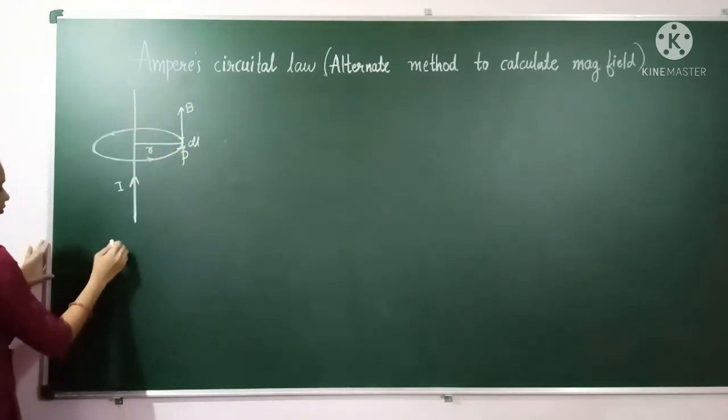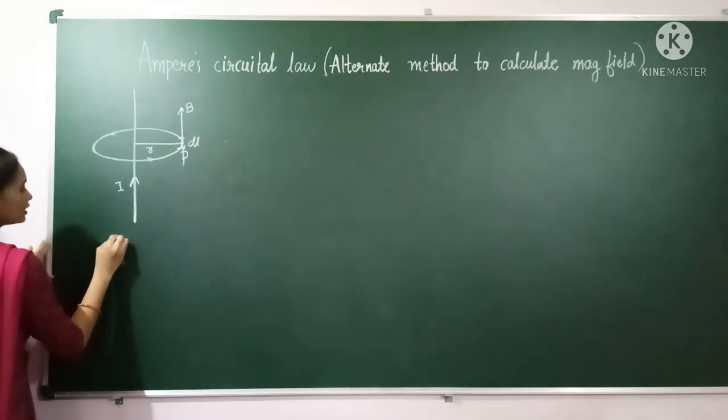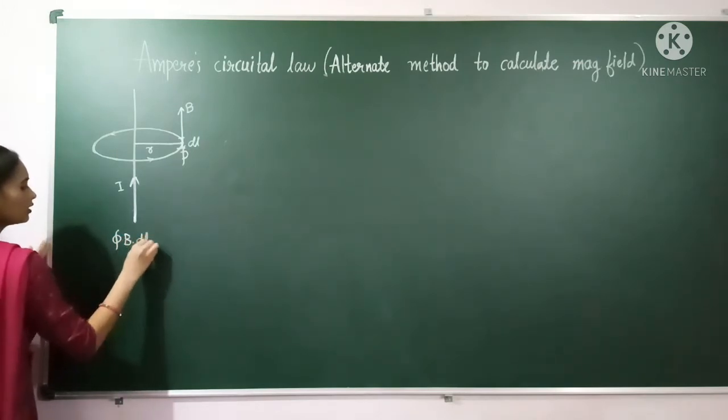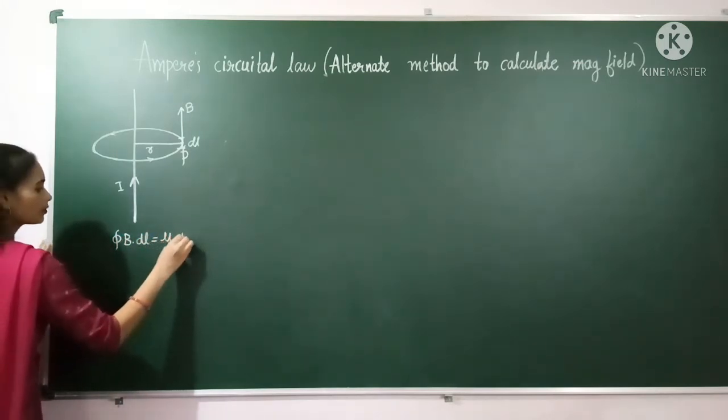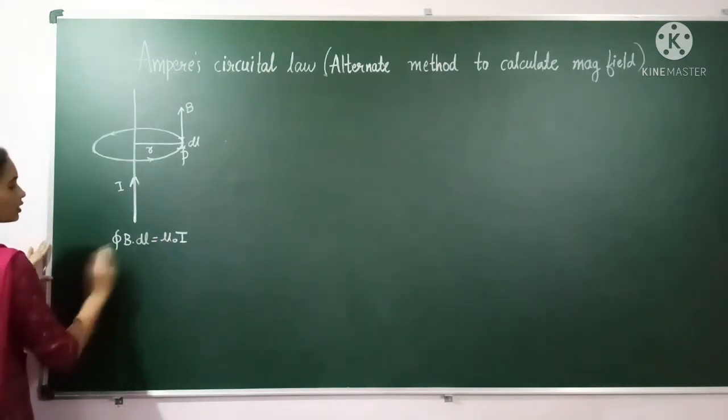Next, I will tell you Ampere's circuital law: closed integral B dot dl is equal to mu naught I. So this is our Ampere's circuital law. Now we want to prove this Ampere's circuital law.